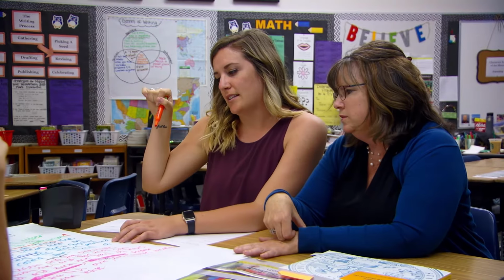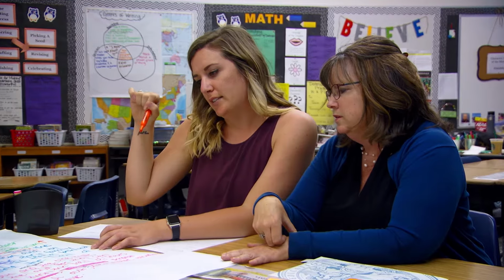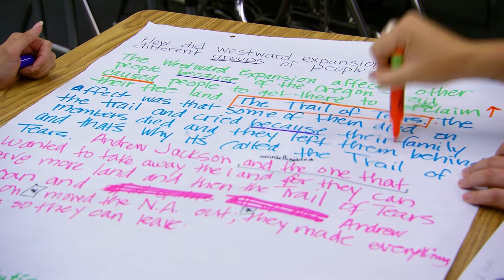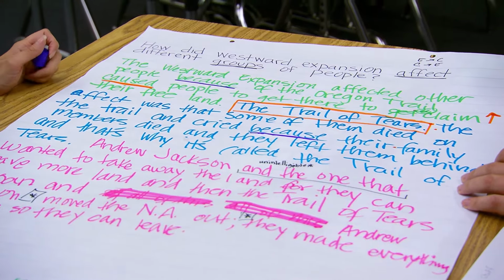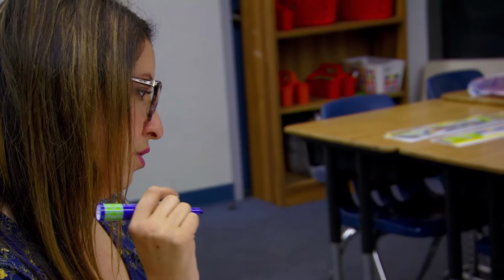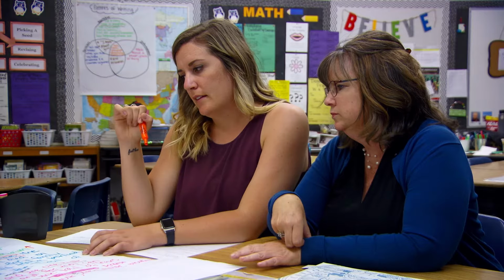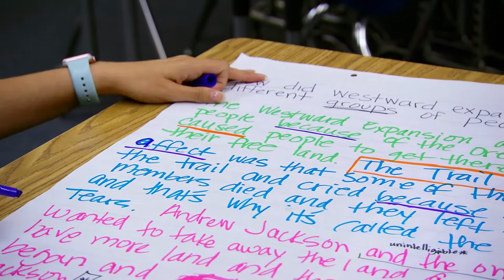The effect was that some of them died on the trail and cried because their family members died. He uses the word effect, so he's definitely going back to the prompt, trying to explain his answer. He's trying to answer this, which is good.